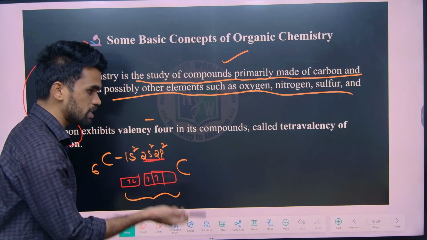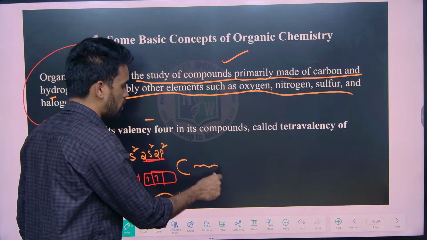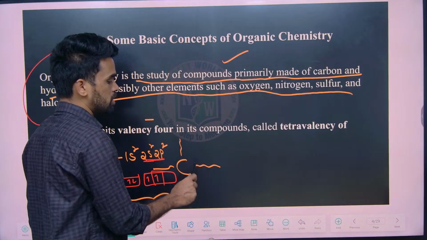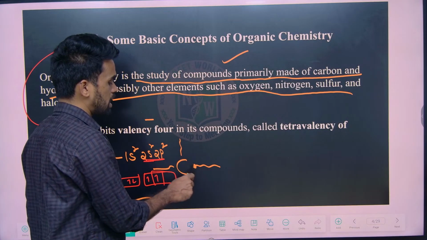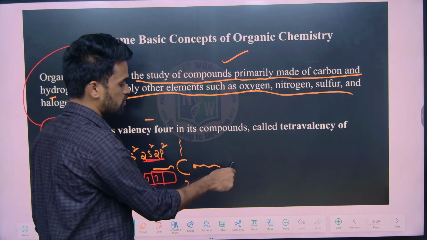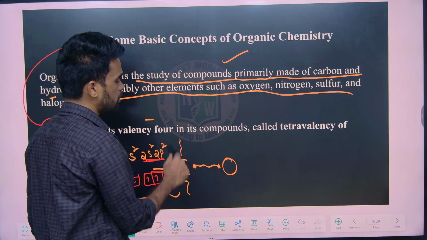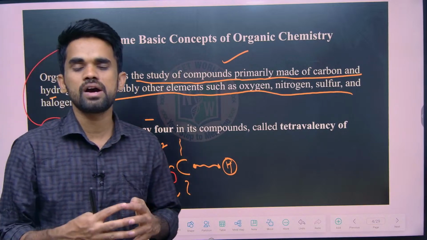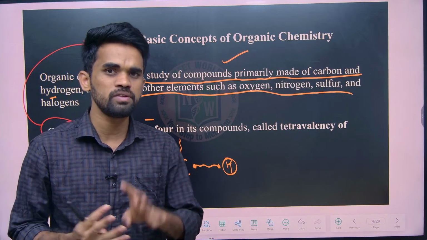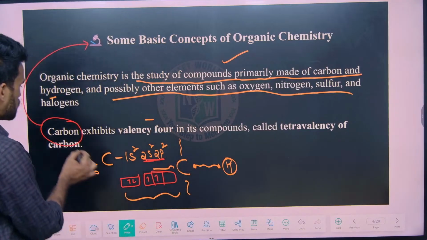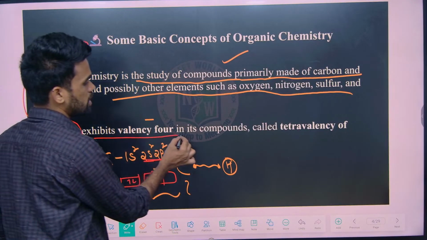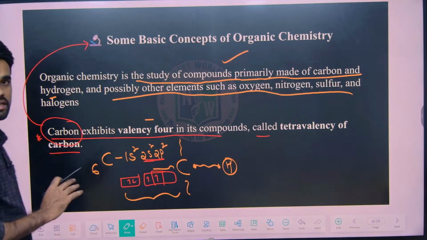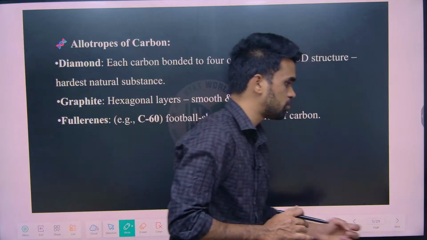In order to gain those 4 electrons, it can mutually form covalent bonds with other elements, and it can make 4 bonds, because each bond contains 1 electron from the carbon atom and the other electron from the bonded atom. So this is the tetravalency of carbon. What is the maximum valency of carbon? 4. Remember this: carbon exhibits valency 4 in its compounds. This is called the tetravalency of carbon. I hope up to here it is clear. Let us move forward with a little more discussion.